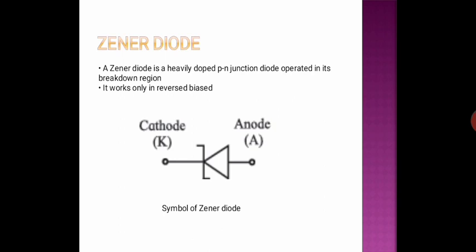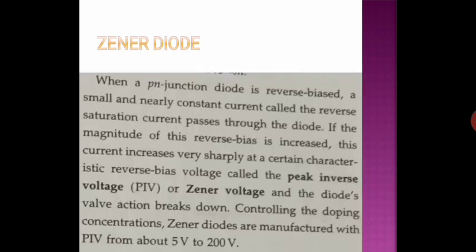Here, the Zener diode. The Zener diode is a heavily doped p-n junction diode which is operated in its breakdown region. That means it works only in reverse bias. The symbol of the Zener diode is as shown in the figure. This diode works only in the breakdown region. What is the breakdown region? That we have to study.